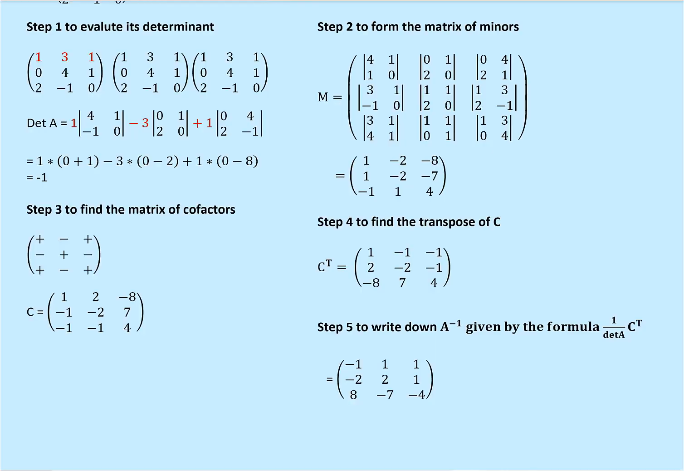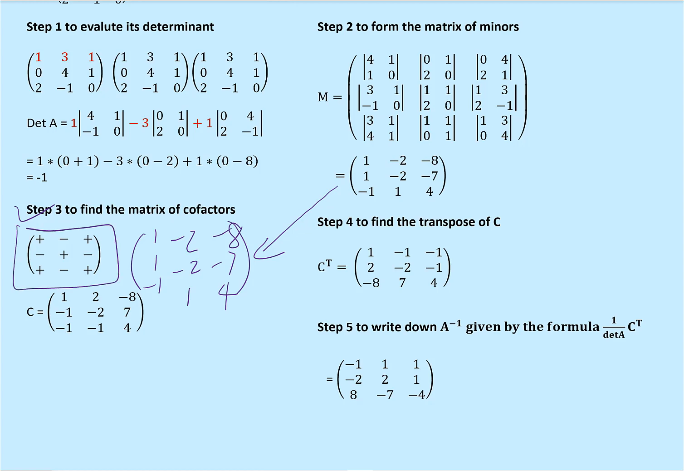So step 3 is to find the matrix of cofactors. So use the result from step 2. You need to adjust the sign. So let me just write out the result from step 2. Okay, so use the pattern here.